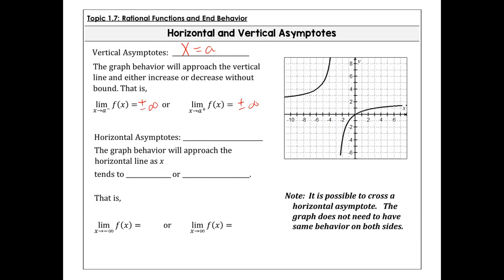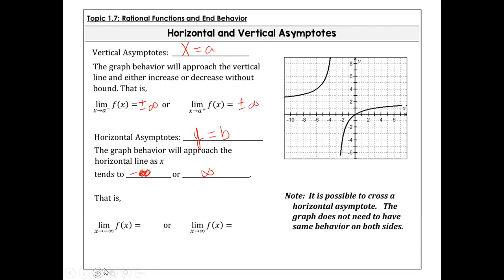Okay. A horizontal asymptote, horizontal is what? It's going to be Y equals a number, right? Remember we talked about OIVUX? Horizontal is Y equals, vertical is X equals, okay? The graph behavior will approach the horizontal line as X tends to negative infinity or positive infinity. That's a weird looking infinity symbol right there. It got funky. It's all right.